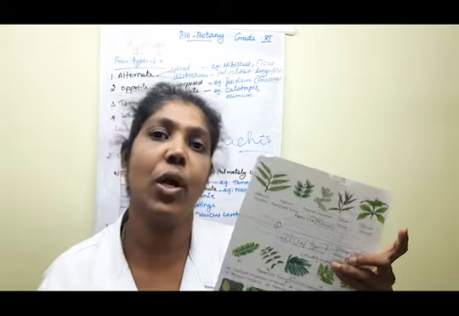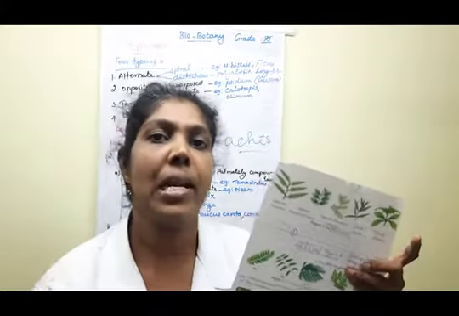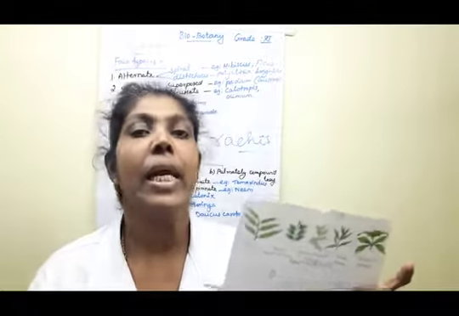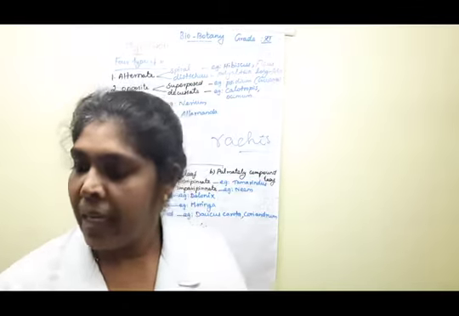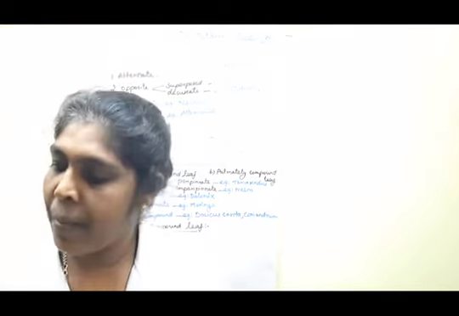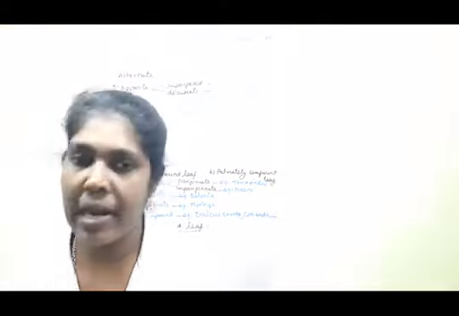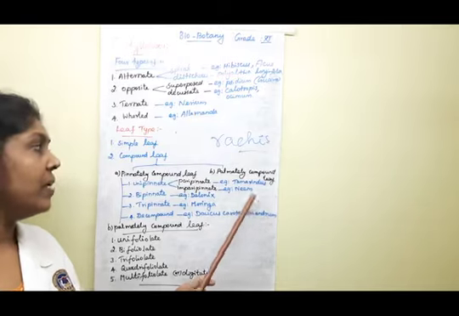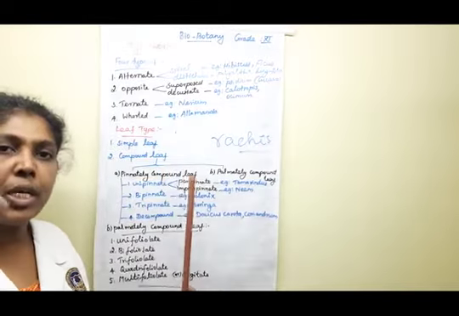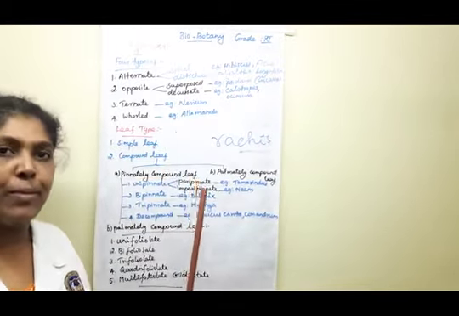Gossypium means cotton. Clear? There the leaf type is known as palmately compound leaf. Clear? Then here, pinnately compound leaf and palmately compound leaf. So there are two types, pinnately compound leaf and palmately compound leaf. These come under many subtypes.